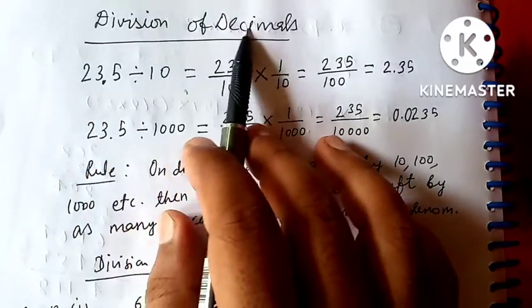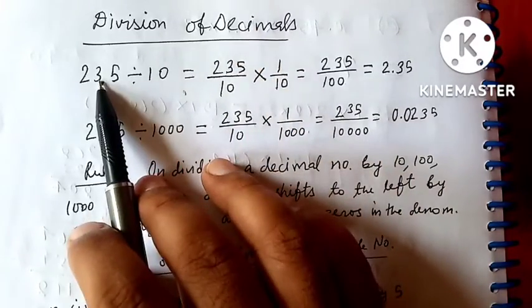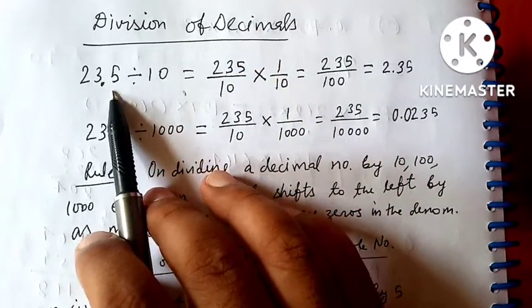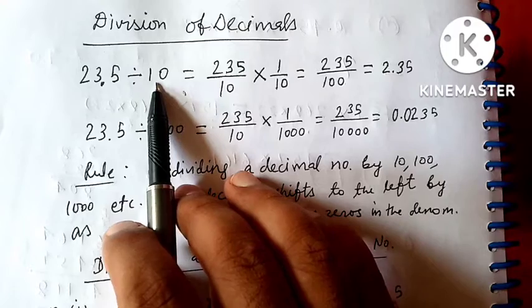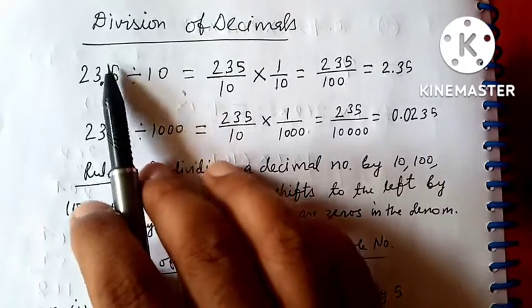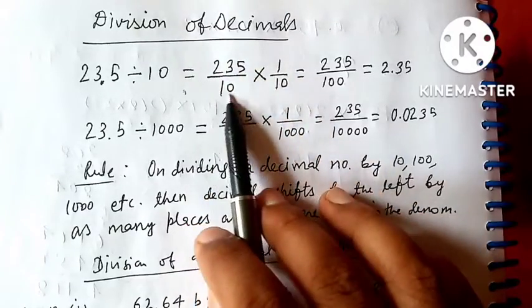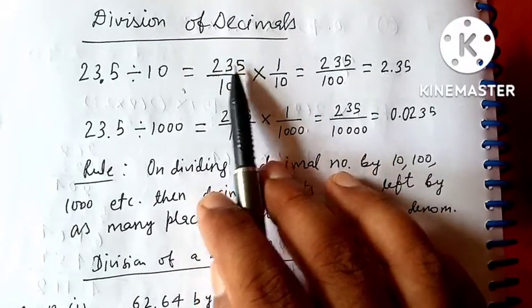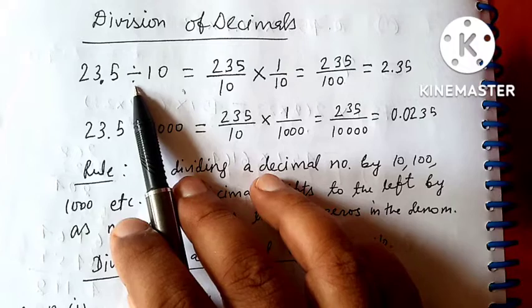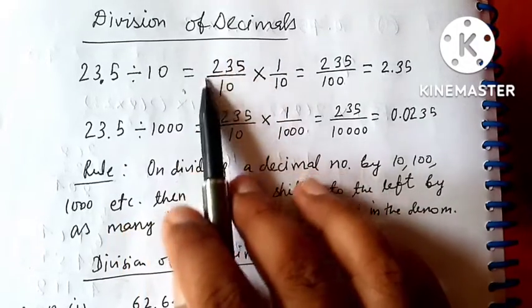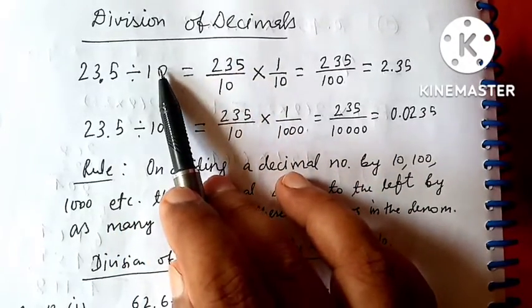Division of decimals. Suppose you have to divide 23.5 by 10. We convert 23.5 into a fraction. It is 235 upon 10. As it is division, we multiply this fraction with the reciprocal of 10.